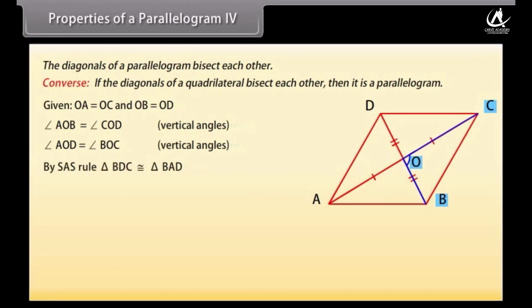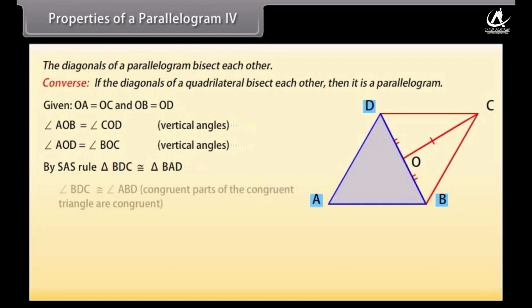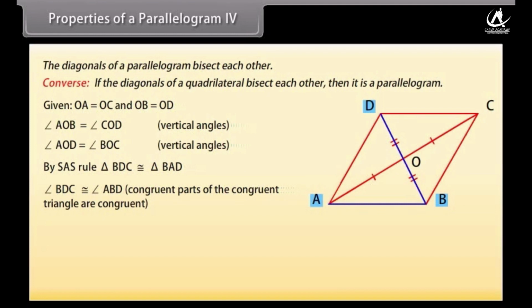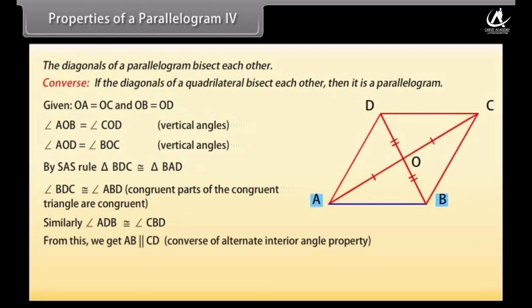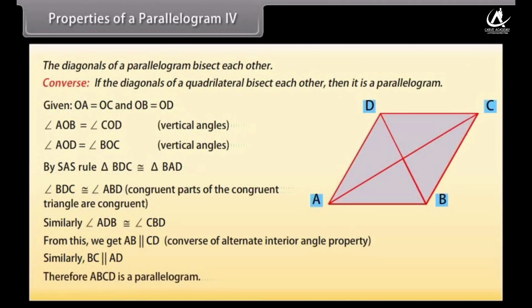So, by SAS rule, triangle BDC is congruent to triangle BAD. Therefore, angle BDC is congruent to angle ABD, congruent parts of the congruent triangles are congruent. Similarly, angle ADB is congruent to angle CBD. From this we get AB is parallel to CD. Similarly, BC is parallel to AD, using converse of alternate interior angle property. Therefore, ABCD is a parallelogram.